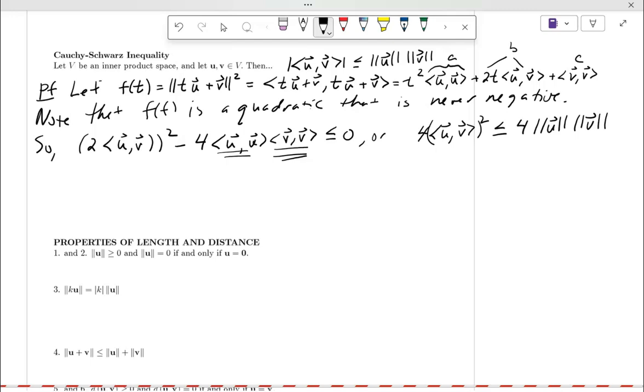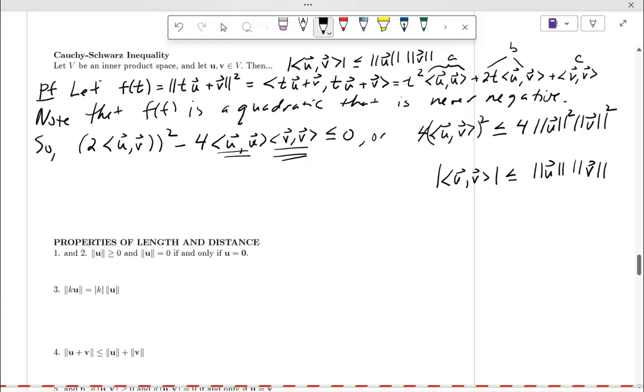Divide both sides by 4. Take the square root. When I do the square root of a square, I get absolute value. So I get the result that we want. Oh, this should be magnitude squared on those, by the way, because we don't have the square roots on those, so we get magnitude squareds. So this gives you your Cauchy-Schwarz inequality.